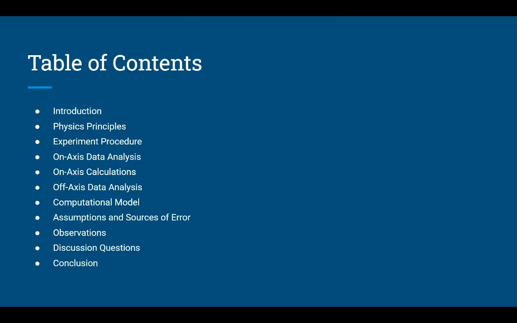So here's the table of contents. We're going to have an introduction, go over the physics principles, the experiment procedure, look at the on-axis data and calculations, and then the off-axis data analysis. And then we're going to have a computational model for the off-axis, and then we're going to look at some assumptions and sources of error, some observations, and finish up with some discussion questions and a conclusion.